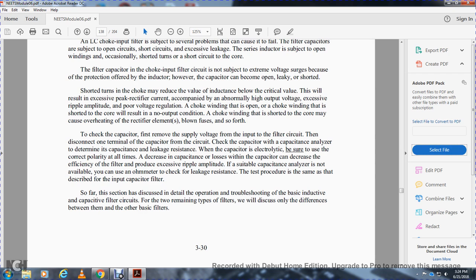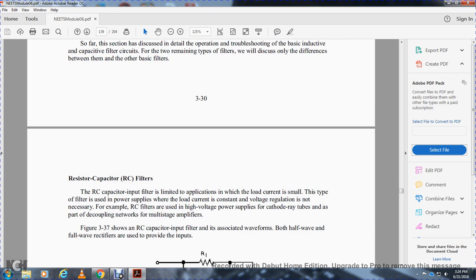So far, this section has discussed the detailed operation and troubleshooting of the inductive and capacitive filter circuits. The remaining two types of filters will discuss the differences between them and the other basic filters. Alright, resistor capacitor filters, and we're going to cut the tape there.